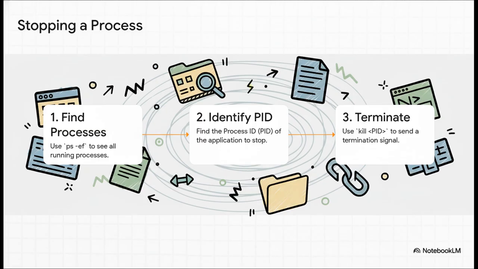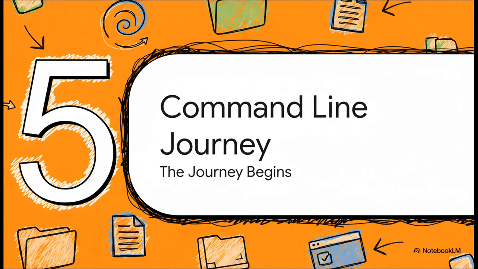Okay, here's a classic real-world problem. Some program freezes up and won't close. From the terminal, you can fix that. First, you use ps -ef to see a list of every single thing running on your system. Then, you find the process ID, the PID, of that frozen app. And finally, you use the kill command with that number to terminate it. It's like a precise 3-step surgical strike. And just like that, you now have the foundational vocabulary to speak the language of Linux.